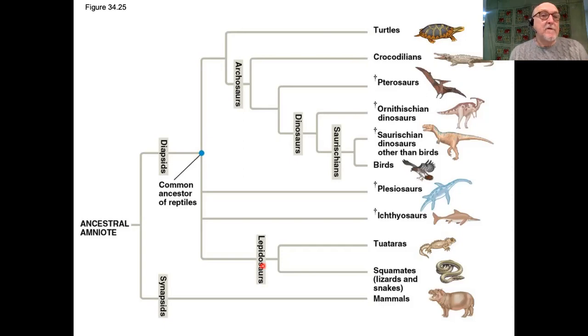These are called the lepidosaurs. And the lepidosaurs consist of two groups. One that you may not have heard of, called the tuataras. These are found in New Zealand, a very primitive lizard-like group, the tuataras. There are all sorts of interesting things about the tuataras.